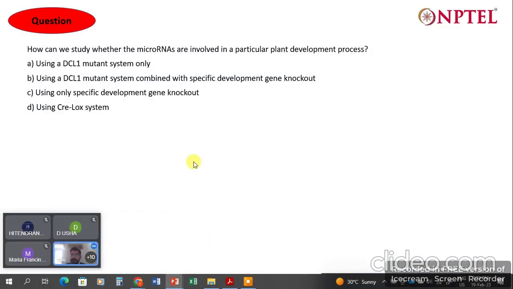Yes, so we are moving on to the next question. It states: how can we study whether microRNAs are involved in a particular plant development process? The first option is using only the DCL1 mutant system. The second option is using a DCL1 mutant system combined with specific development gene knockout. Then, using only specific development gene knockout, or using a Cre-lox system. Can anybody take a guess? Option B, sir. Okay, any more guesses?